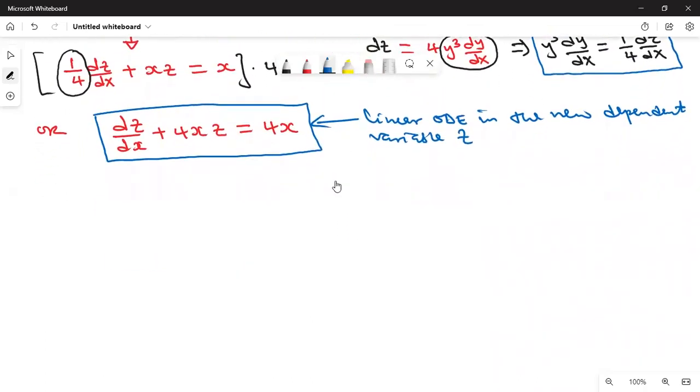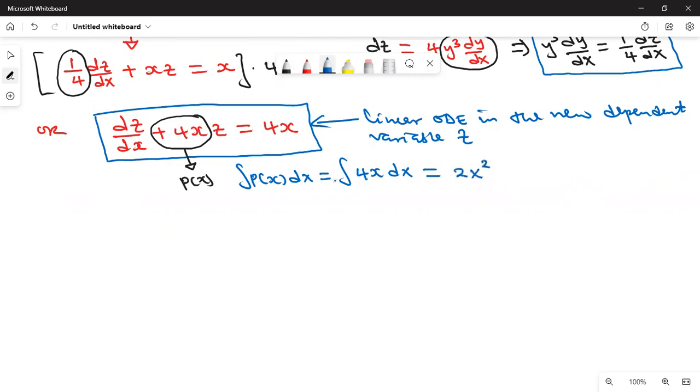Look at the coefficient of z. It is positive 4x. So this one here is our p of x. That's positive 4x, so we need to integrate it. The integral of p of x dx is the integral of 4x dx, which is simply 4x squared over 2. That is simply 2x squared. Don't write the constants of integration.